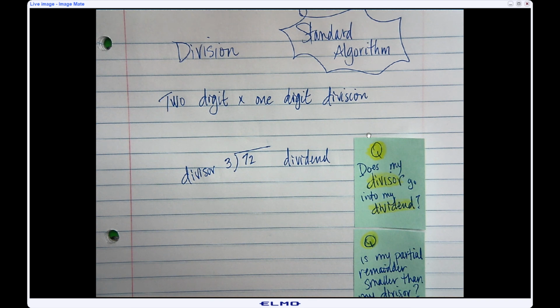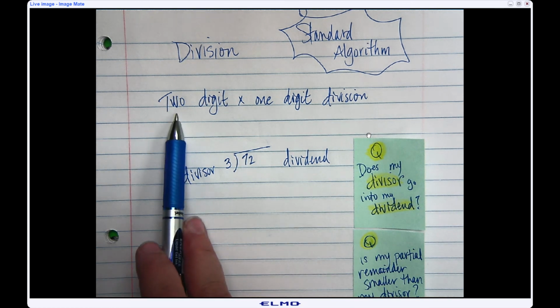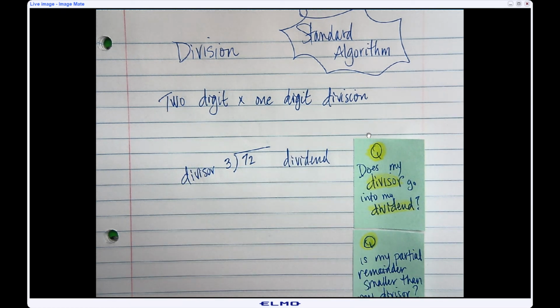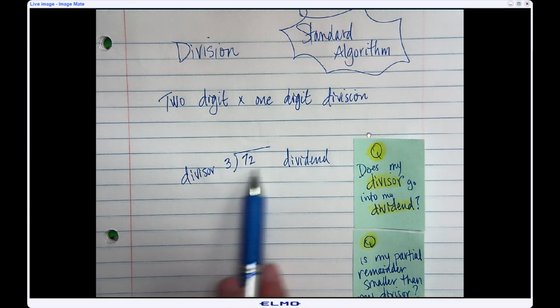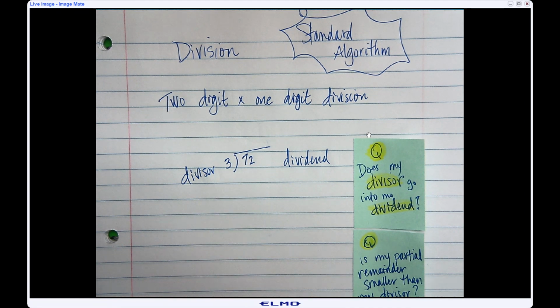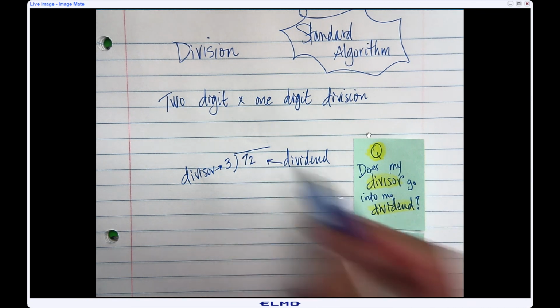Let's cover the steps in the standard algorithm for division. In this case, you can see that I am doing 2-digit by 1-digit division. The number that I want to divide is 72, because we always start off with the dividend in this form. 72 divided by 3. I have labeled my divisor and my dividend to help as we go through this.